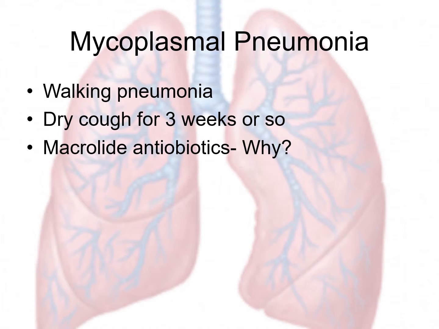Again, for Mycoplasmal pneumonia, also known as walking pneumonia, they'll have a dry cough for 3 weeks or so. The other thing that often will cause a dry cough for 3 weeks or so is pertussis. And so that's why we use macrolides. It's because macrolides have great coverage for both mycoplasma and also for pertussis. I don't know what antibiotics are. That should say antibiotics. Sorry.